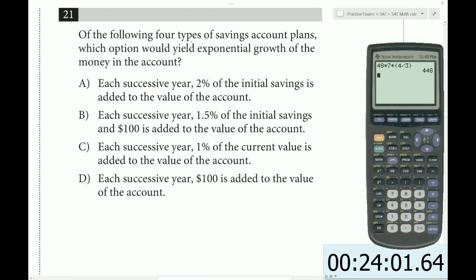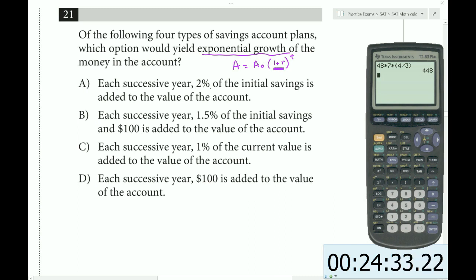Of the following 4 types of saving account plan, which option would yield exponential growth of the money in the account? So exponential growth is when we multiply by something each time, right? So if we have amount, that would equal amount 0 times 1 plus rate to the time. And so this is the key equation, is that we're going to be multiplying by this, which is effectively a multiplier, just like if we were to do a percent increase, right? So let's see which choice has that.